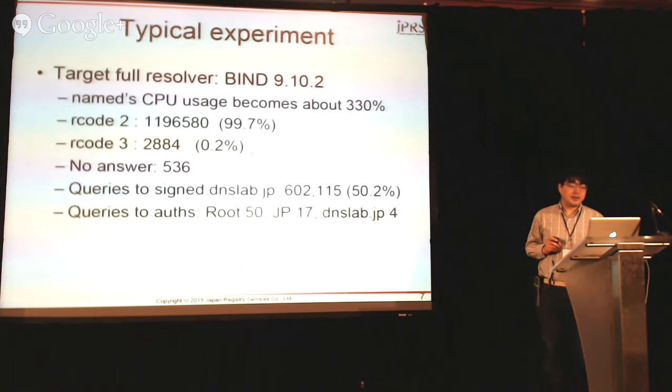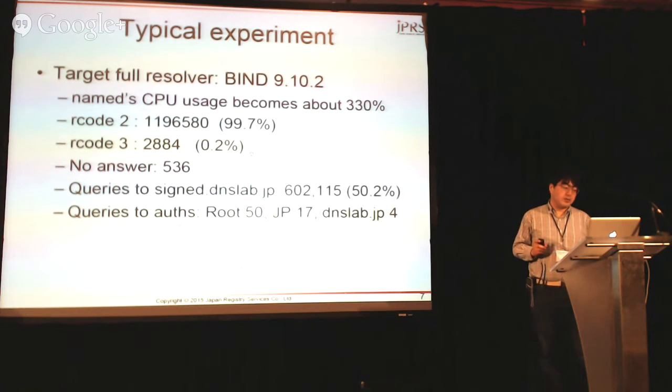This is one typical experiment. The target full resolver is BIND 9.10.2. Named CPU usage becomes about 330%. This is very high because the current number of CPUs is 4. And named responds 99.7% RCODE 2 SERVFAIL responses and 0.2% name error NXDOMAIN responses. And there are 536 no error.